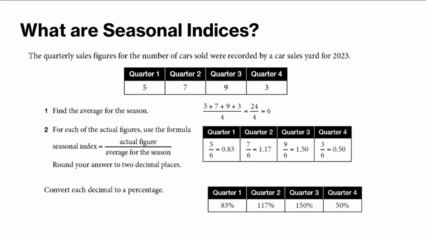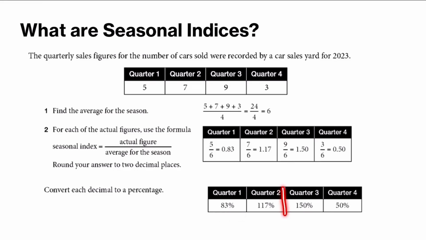Then we're going to determine the actual number of cars sold compared to the average number of cars sold. If we divide the actual number of cars by the average number of cars sold each quarter, that'll give us a ratio, which we can then determine the seasonal index from as a percentage. So in Q1, we sell 83% of the average of cars. This means that it's 17% below the average.